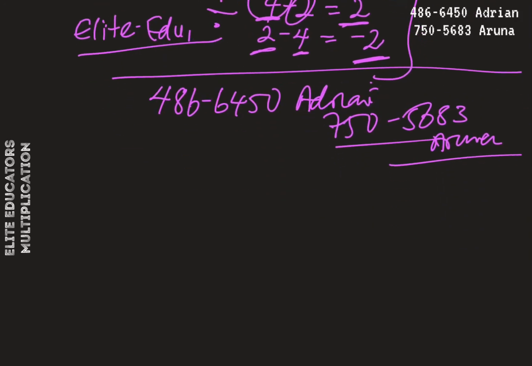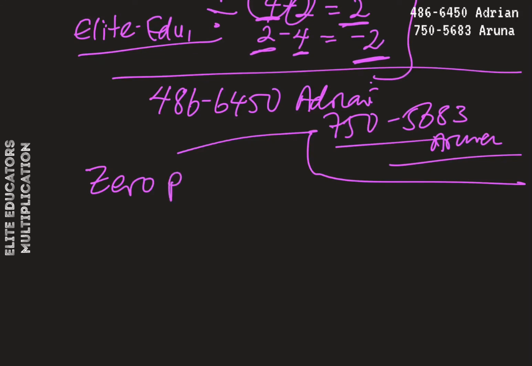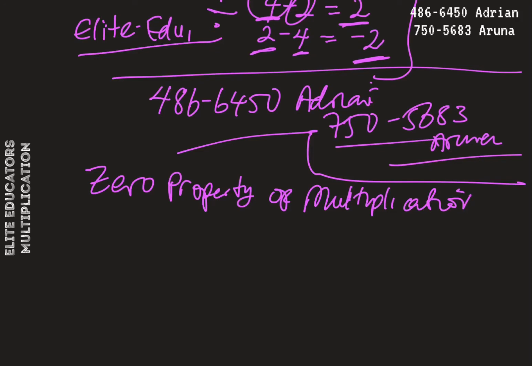So last but not least, we are going to talk about the zero property or the zero law of multiplication. And guys, remember, this video is for standard twos and standard threes. This is for the babies. We have more advanced videos for standard fives. Plus, we have form ones to threes in terms of indices and chemistry and stuff like that. But the zero property of multiplication is exactly what it says.